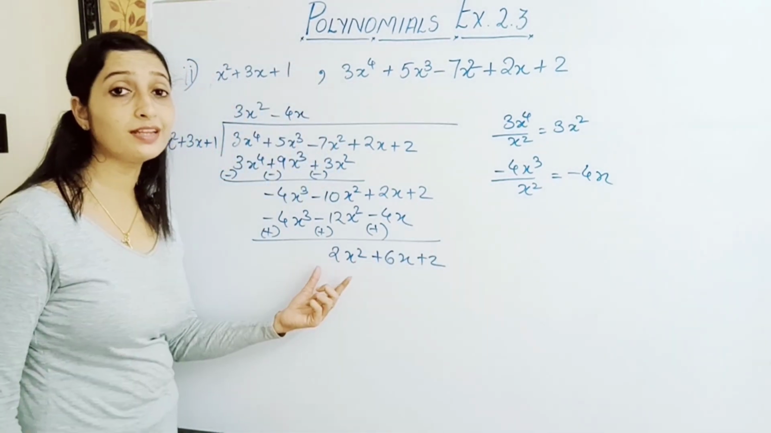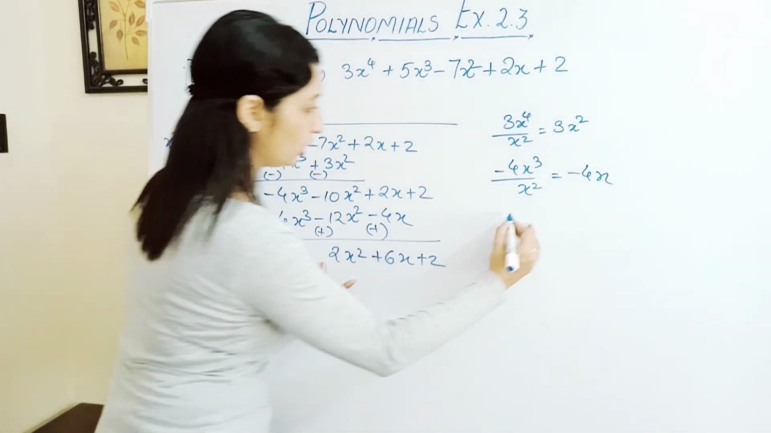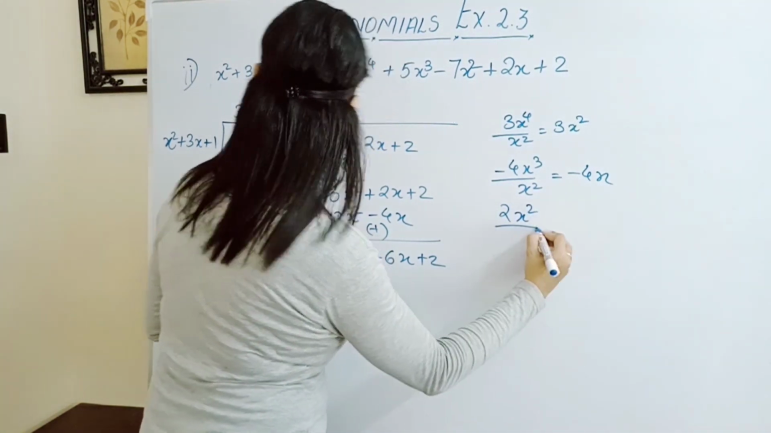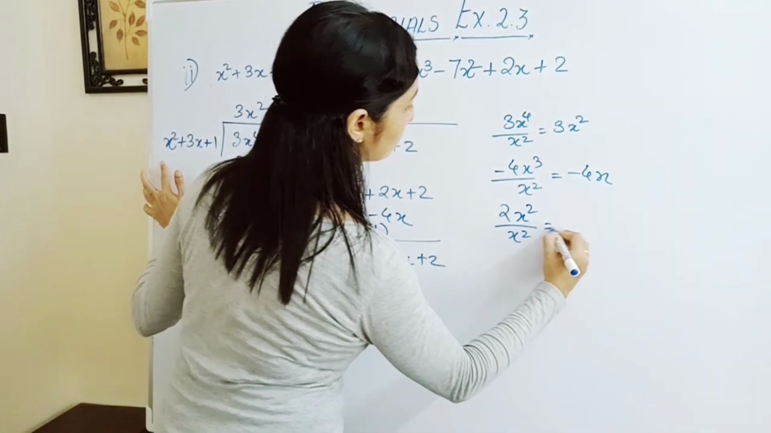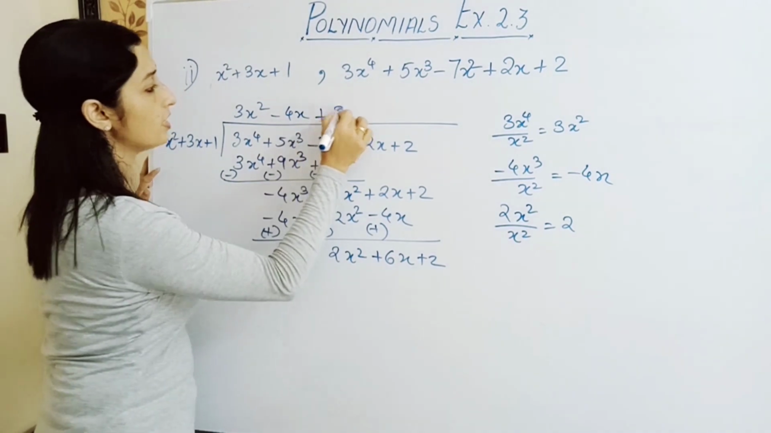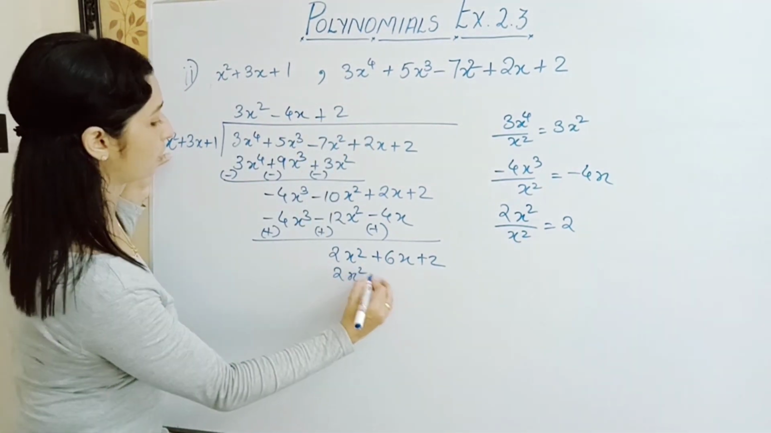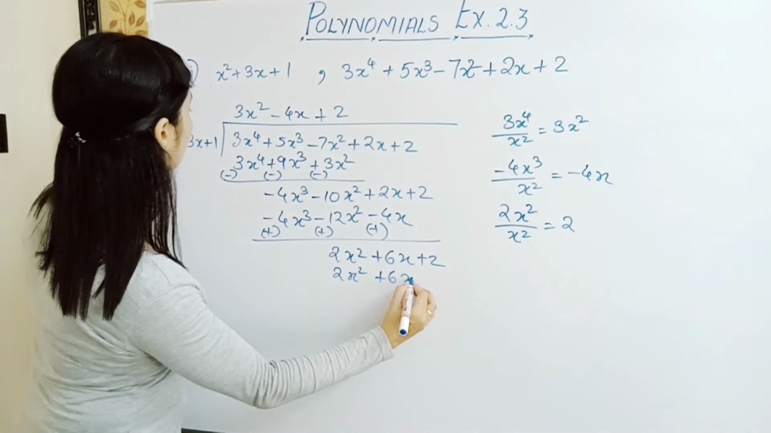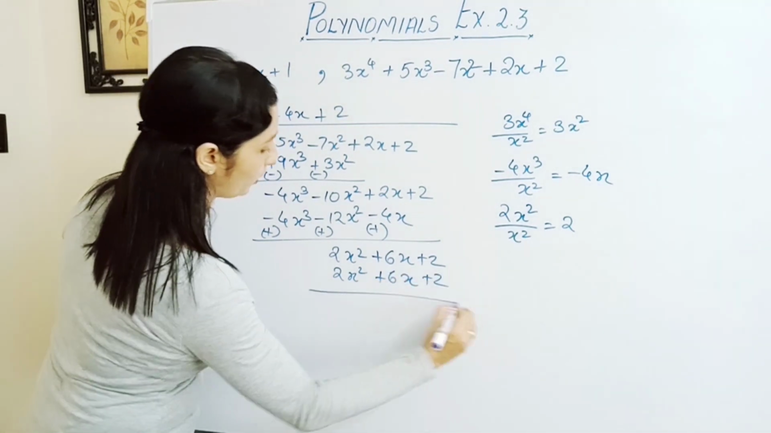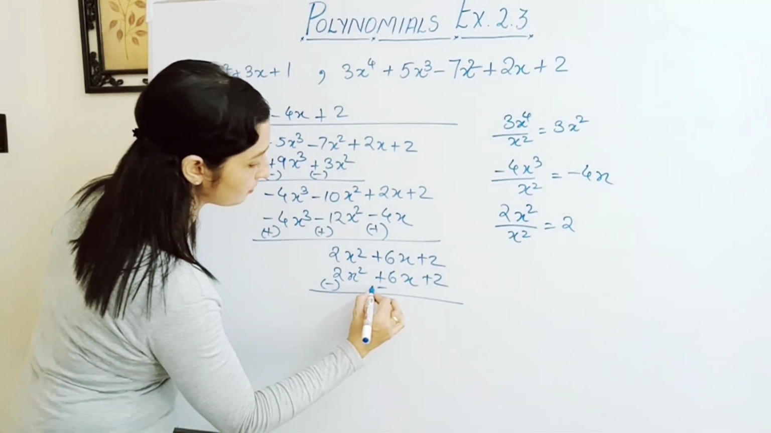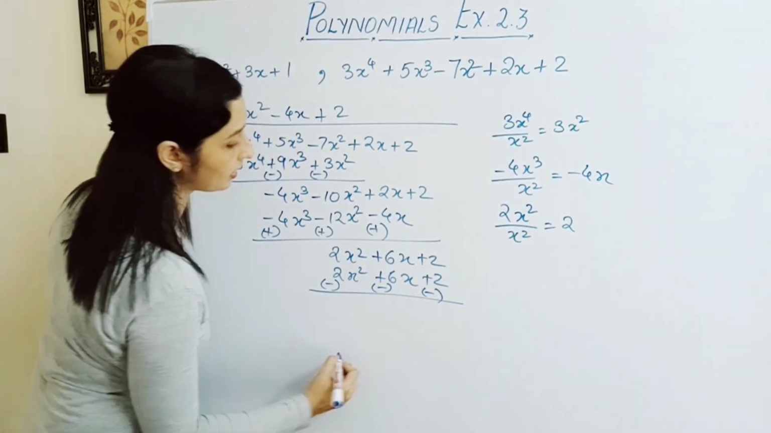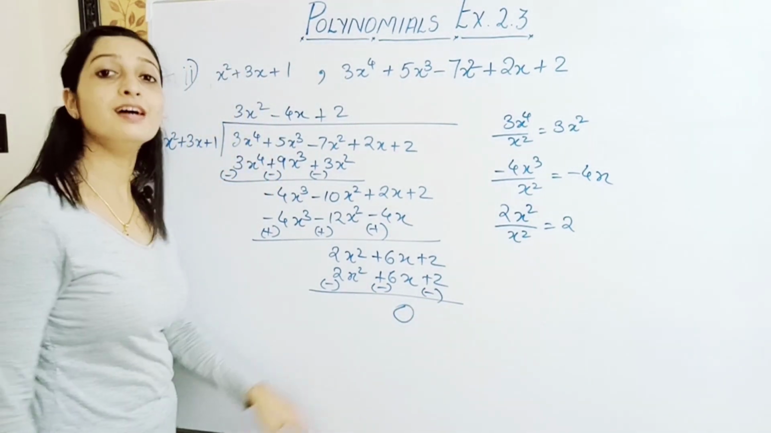Now how do you find the third term of the quotient? 2x square by x square is equal to 2. So plus 2 here. What do you get here? 2x square plus 6x plus 2. When you subtract, you reverse the sign, it becomes minus, minus and minus. You get the remainder 0.